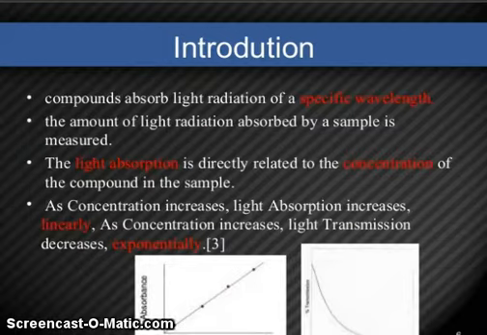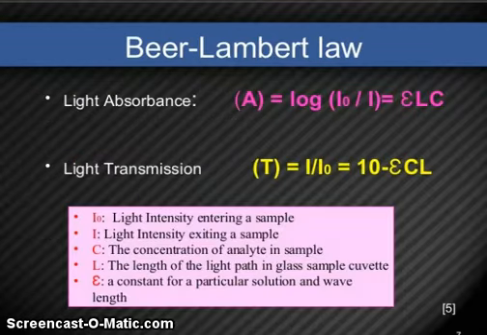So compounds absorb light radiation of a specific wavelength. The amount of light radiation absorbed by a sample is measured. The light absorption is directly related to the concentration of the compound in the sample. As the concentration increases, light absorption increases linearly. As the concentration increases, the light transmission decreases exponentially. So these are the Beer-Lambert's law.